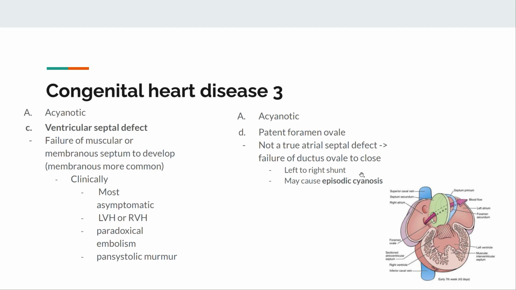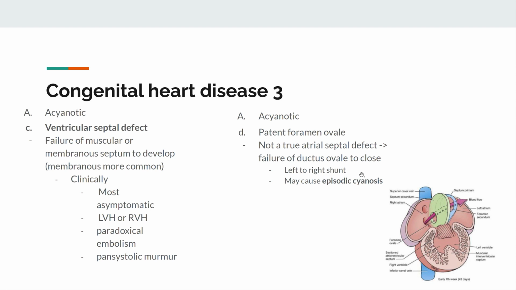This is when an embolism that's coming back from circulation, so coming back to the right side of the heart, it sort of goes into the left side and up into the brain, and that's what a paradoxical embolism is. You also get a pansystolic murmur with a VSD or ventricular septal defect. Next, the one I was talking about, the patent foramen ovale.